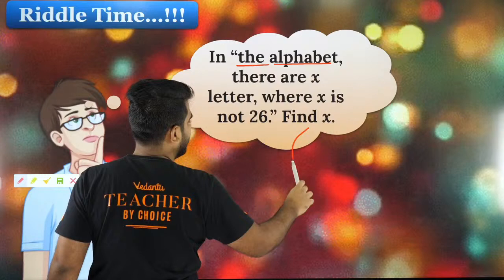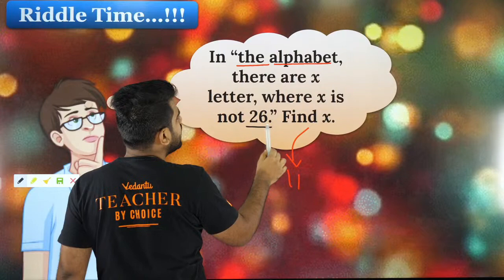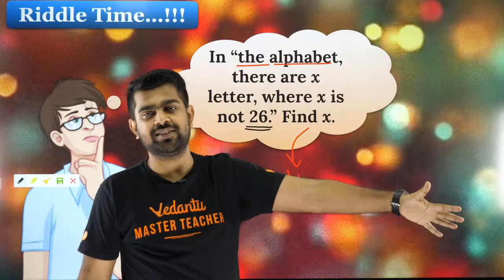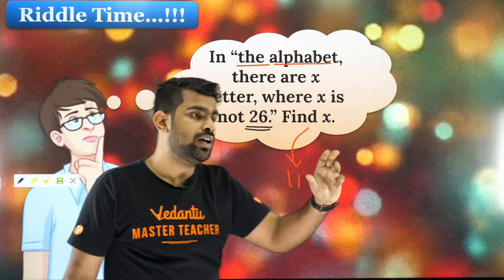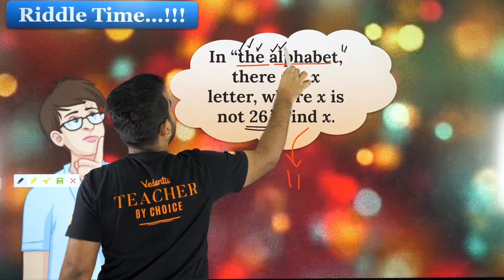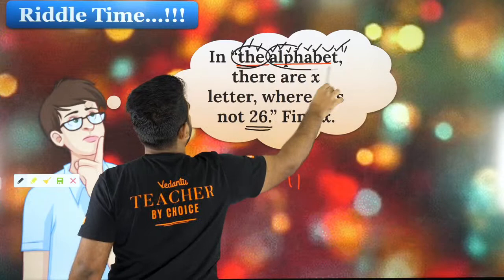How, sir? How 11? So it is not the entire alphabet. Alphabet means A, B, C, D, E, F, G, H, I, J, K, L, M, N, O, P, Q, R, S, T, U, V, W, X, Y, Z. That is the alphabet, the entire 26 letter set. But they are telling it is not 26. That means they want you to count only these. So 1, 2, 3, 4, 5, 6, 7, 8, 9, 10, 11. So that is why the answer is 11. I hope you liked it. Yeah, bad question.